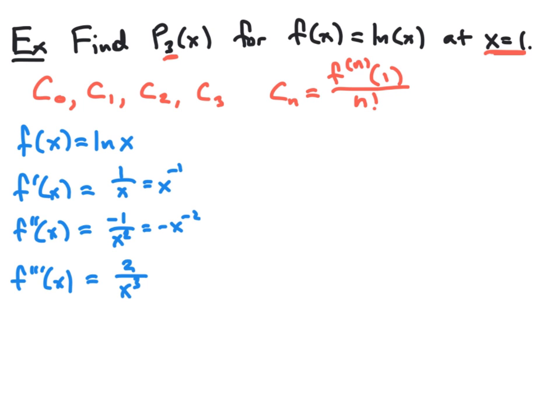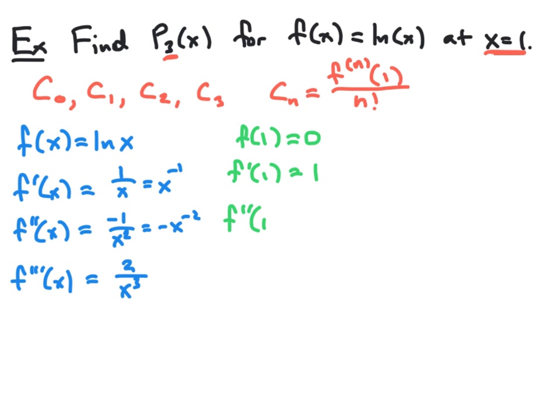Now that we have all the derivatives that we need, we can evaluate all of these at x equal to 1. So f of 1 is going to be the natural log of 1, which will be 0. F prime of 1 will be 1 over 1, which will be 1.